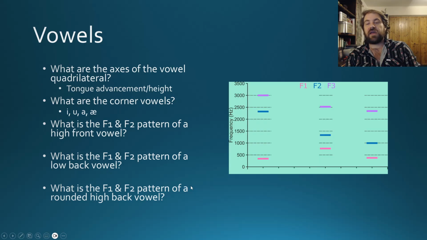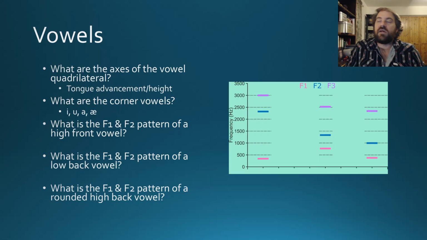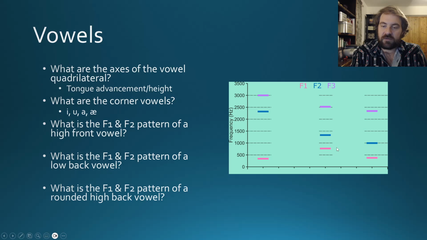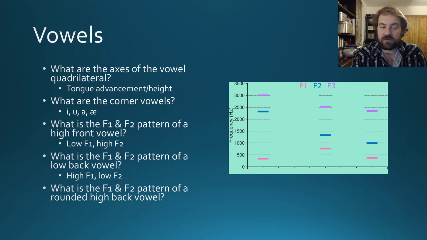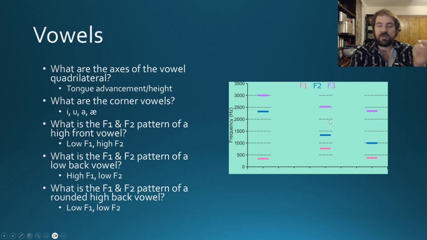So let's take a look at these. And what I want you to tell me here is, which of these is most likely to be an E? Is it 1, 2, or 3? And then also, which one is most likely to be an oo? And which one is most likely to be an ah? Well, this is an E, this is an ah, and this is an oo. So from left to right, E, ah, oo.